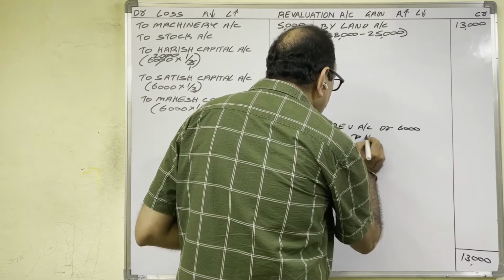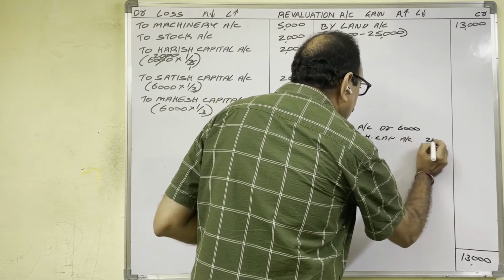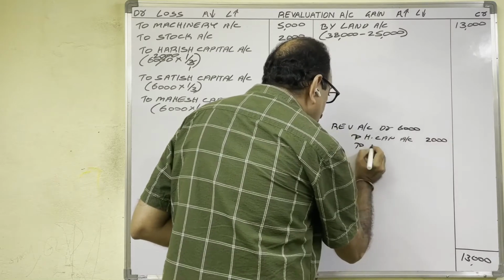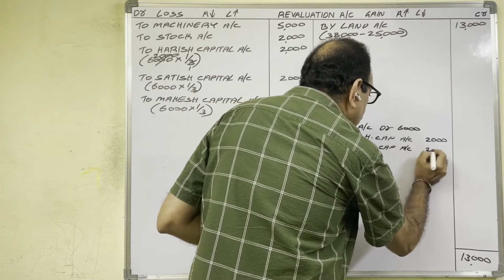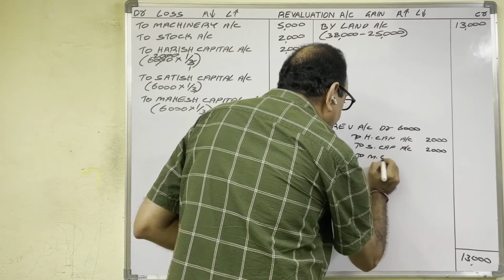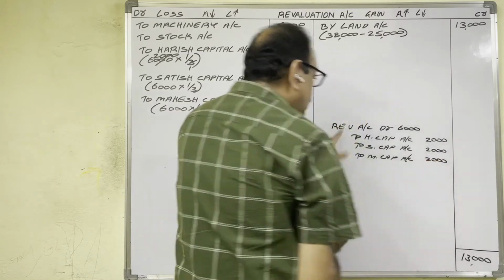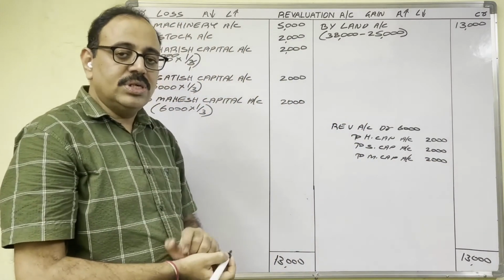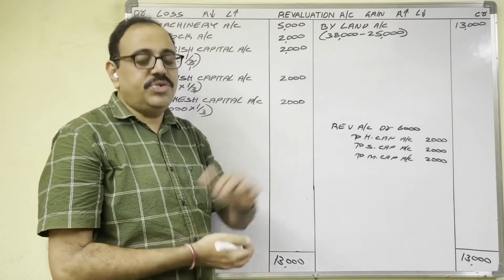Partners' capital accounts we have to credit. To Harish capital account 2,000 rupees. To Satish capital account 2,000 rupees. To Mahesh capital account 2,000 rupees. This entry we have to post in the capital accounts. Which side? In the entry, capitals are credited. So credit side we have to post.